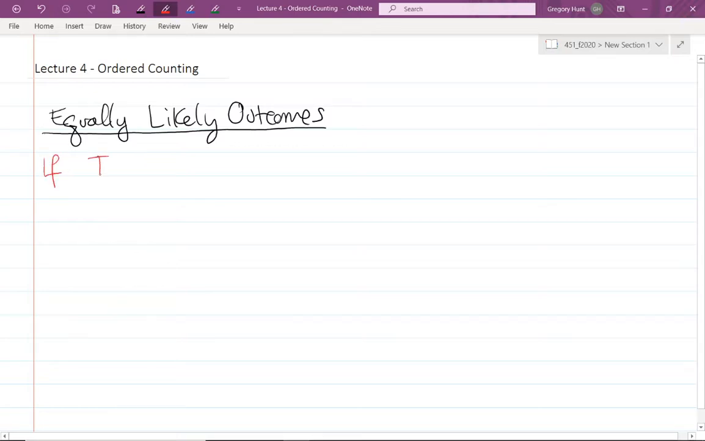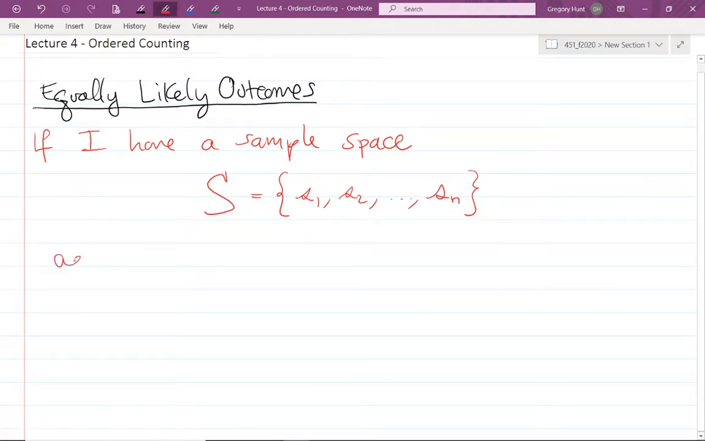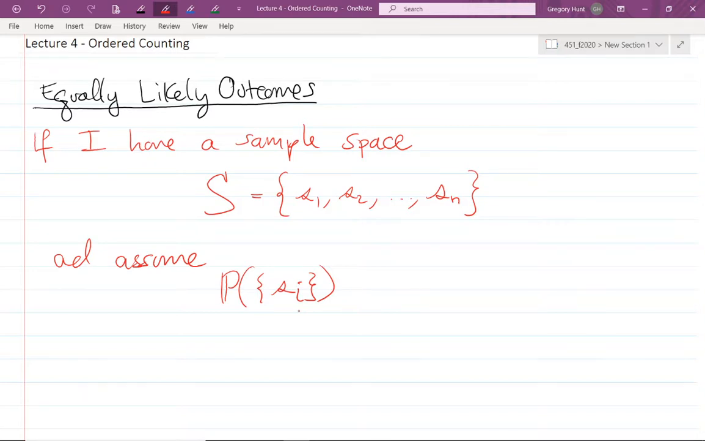So if I have a sample space, let's say capital S, and capital S is full of a finite number of elements, S1, S2, all the way up to some S sub n. And assume that the probability of any outcome, say the probability of some event containing just one of these S's. When I say the probability of an outcome, really we talk about probabilities of events. But if my event is just the set containing one outcome, you can interchangeably call it the probability of an outcome. It's a little bit abusive language, but that's what we're about here in probability.